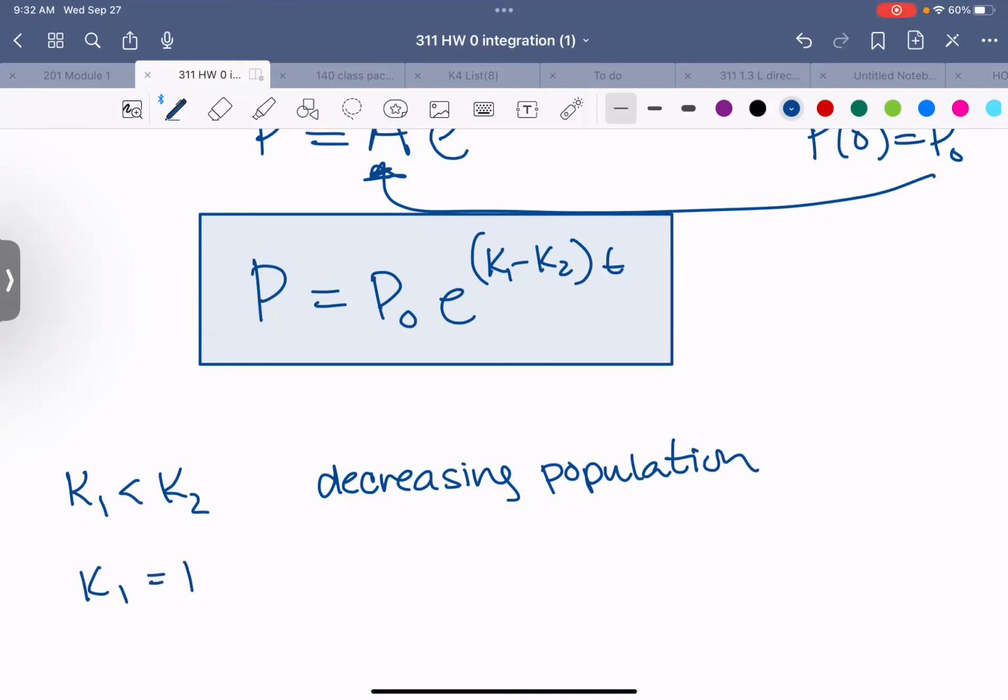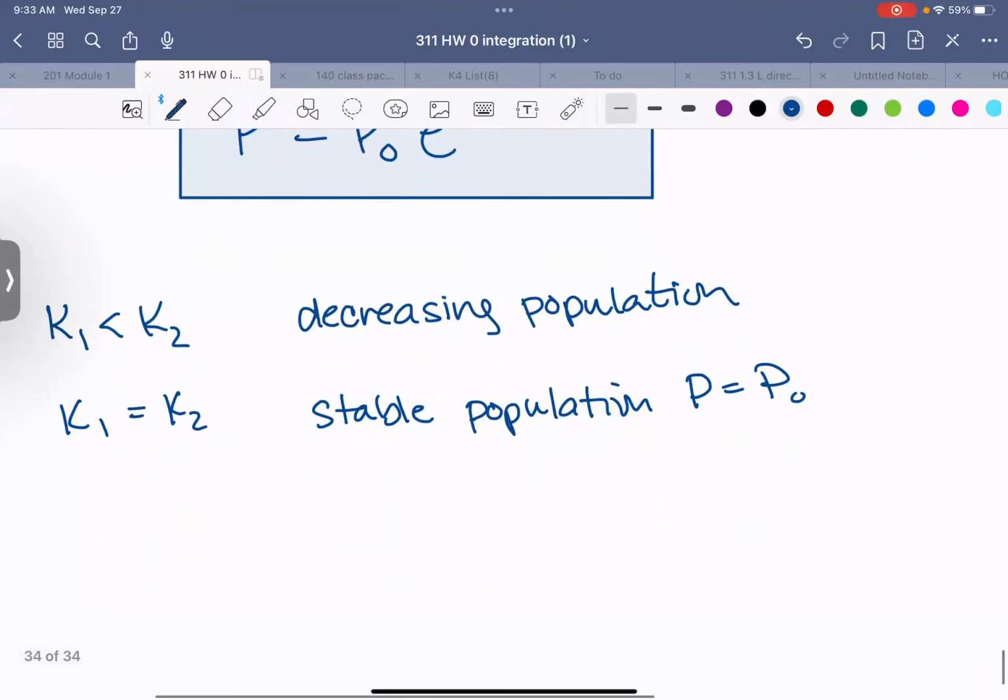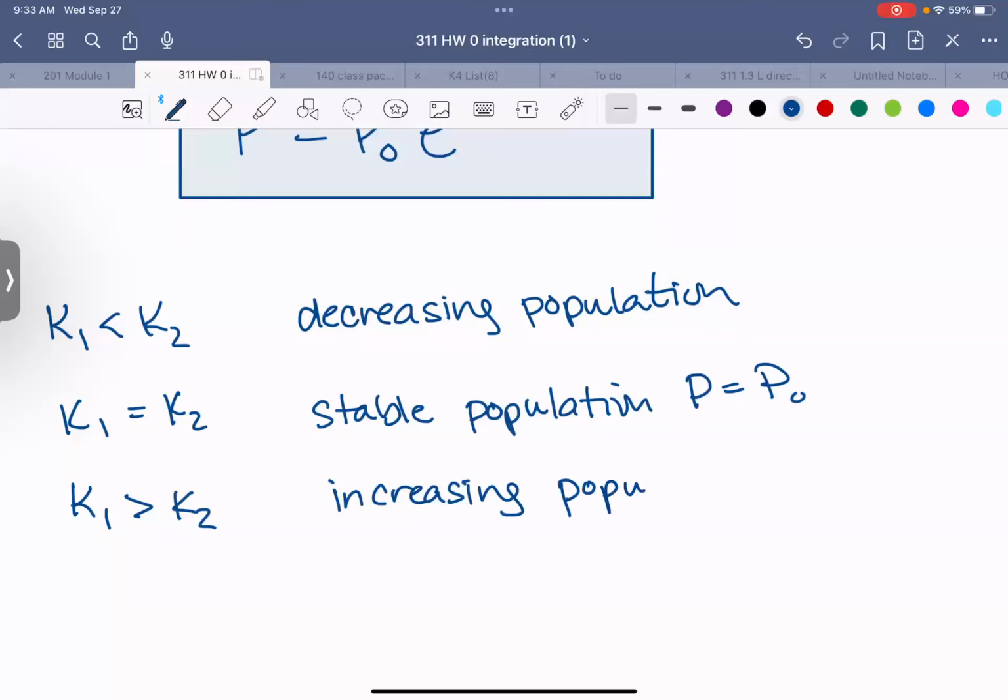If K1 and K2 are equal, K1 minus K2 becomes 0, e to the 0 is 1. So your population results in a stable population or a constant population. P equals P0, right? Whatever that initial amount was. It's not going to change. And then if you have K1 being larger than your K2, you have an increasing population, right? Because your birth rate is now higher. You're birthing more babies than you have old people dying or people dying in general. And so you have an increasing population.